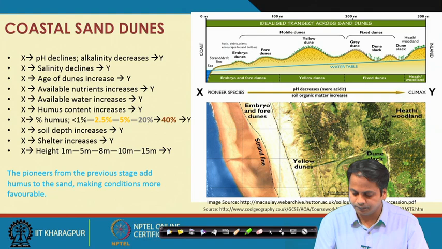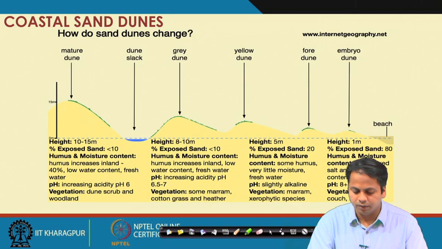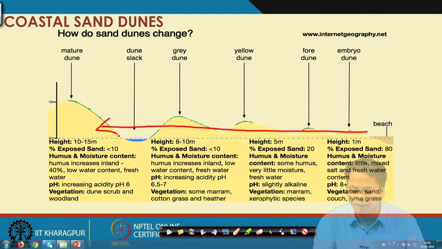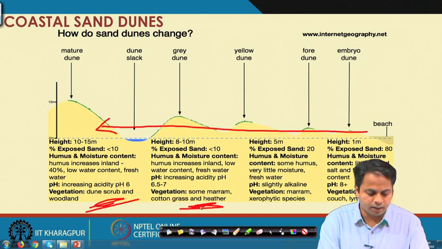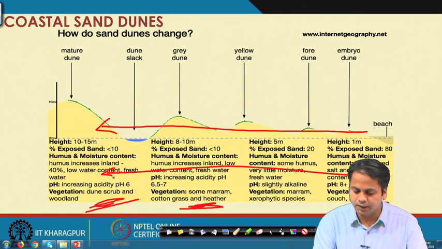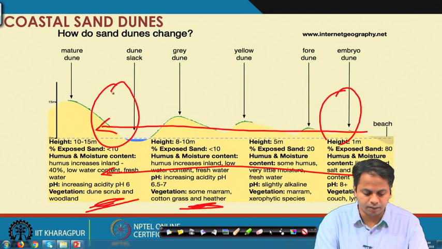This is another image which represents the formation of dunes. This is, let's say, a beach. You can see the height is increasing as you move more inland. Humus content is also increasing. Percentage of sand and moisture is also increasing here, and vegetation is becoming more permanent. Here it was mostly sand couch or lyme grass, which can be submerged in salt water. But here the vegetation is more stable, and here you can see some marram grass and cotton grass. The pH is obviously less here compared to here. Here the soil was mostly alkaline, and here it is more acidic or less alkaline.